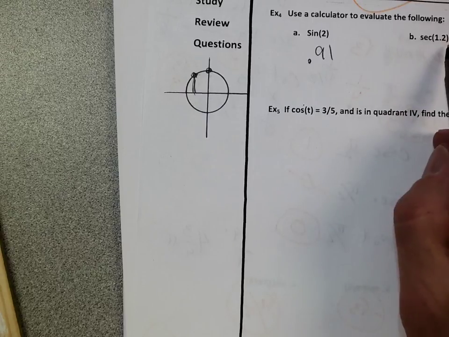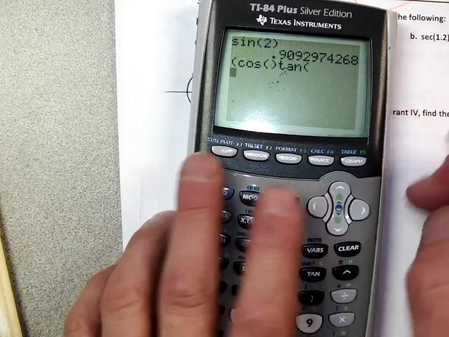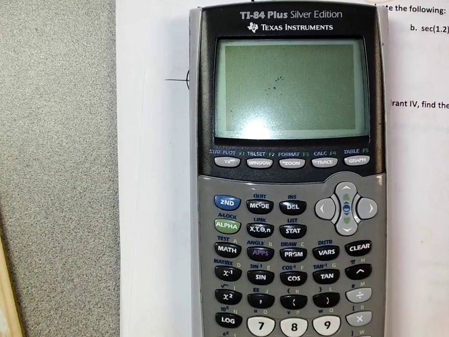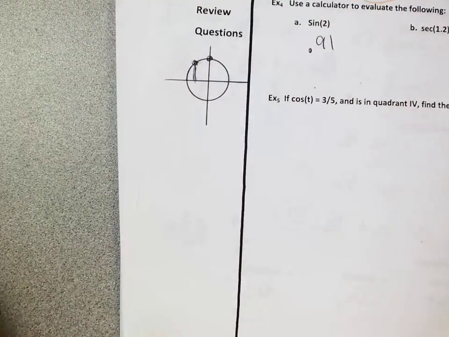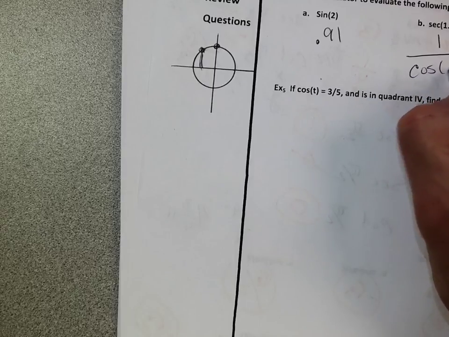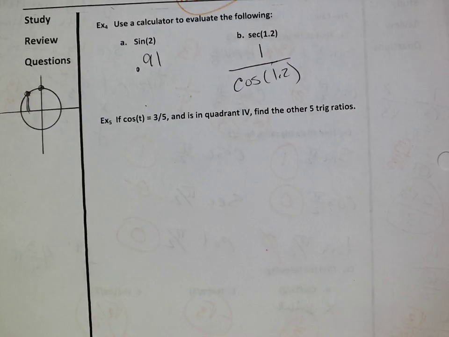Okay, secant of 1.2. Got a problem here. There's no secant button on my calculator. Now, of course, some of you have a super fancy calculator. Elijah, you might have a secant button on your calculator, but most of us don't. But that's okay, because I know secant's the same thing as 1 over cosine. So that's all I'm going to do. I'm just going to go 1 over cosine of 1.2. I don't need a fancy button.